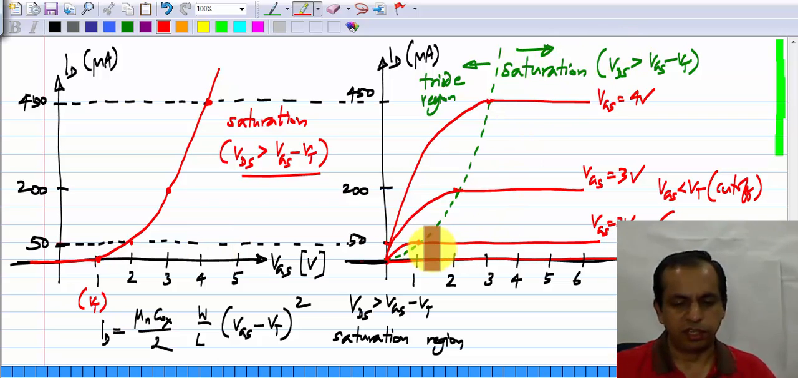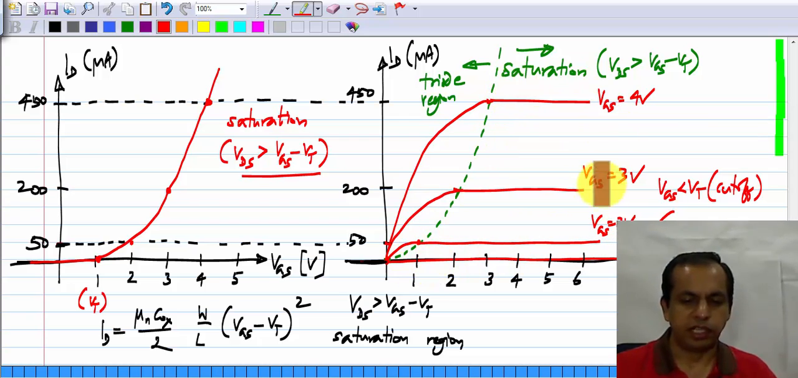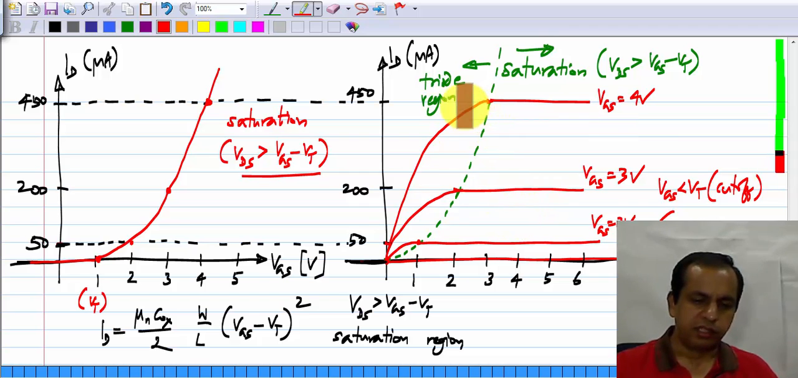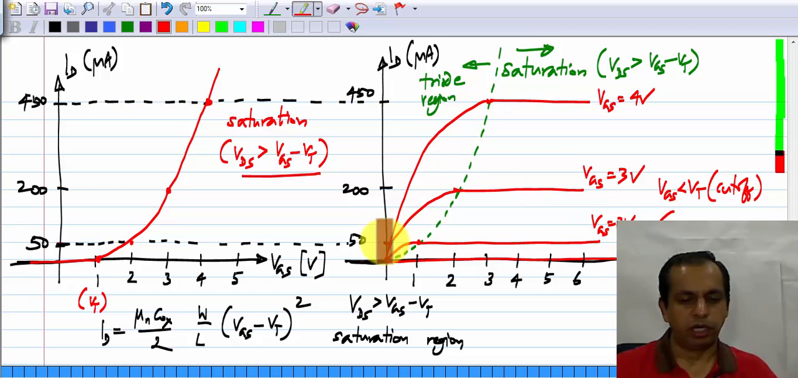In saturation region, clearly you see no variation with VDS. So this is exactly what we wanted to have, and you have to operate it in the saturation region for the amplifier to provide a high gain. Okay. This region also has its uses. We will look at it in some later lesson. Okay.